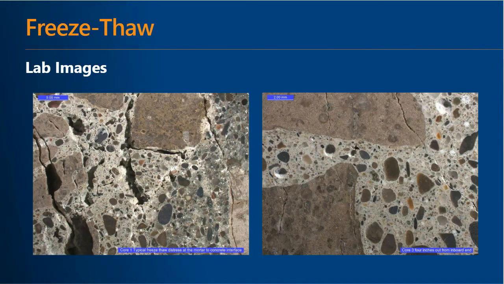So freeze-thaw cracking, luckily for petrographers, is extremely characteristic. We look for cracks that are parallel to each other and often parallel to the exterior surface. And those cracks pass through paste and aggregate particles. You can see what we would see under the microscope in these images here.